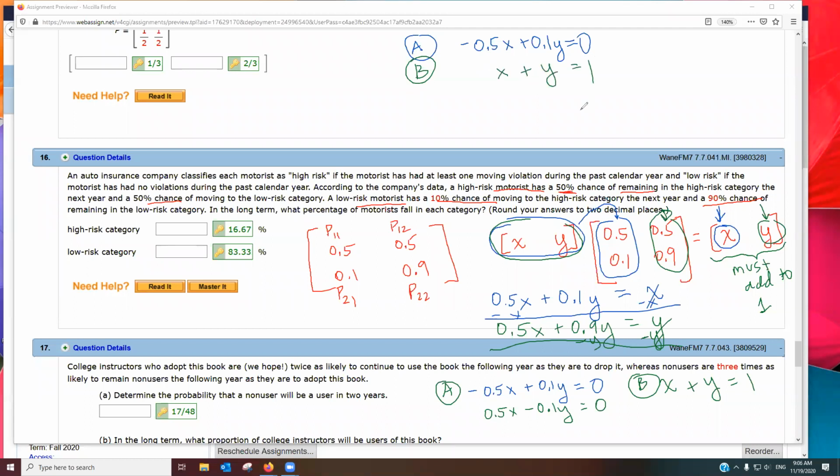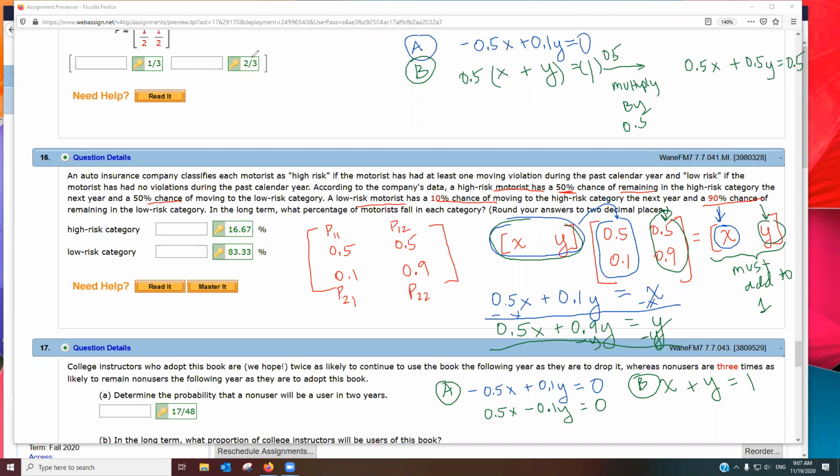I want to solve this system. I could use the substitution method or the elimination method. Here's what I'm going to do. I'm going to take equation B and multiply by 0.5, because I can probably eliminate x here. I'm multiplying both sides of equation B by 0.5. So that's going to give me 0.5x plus 0.5y equals 0.5.